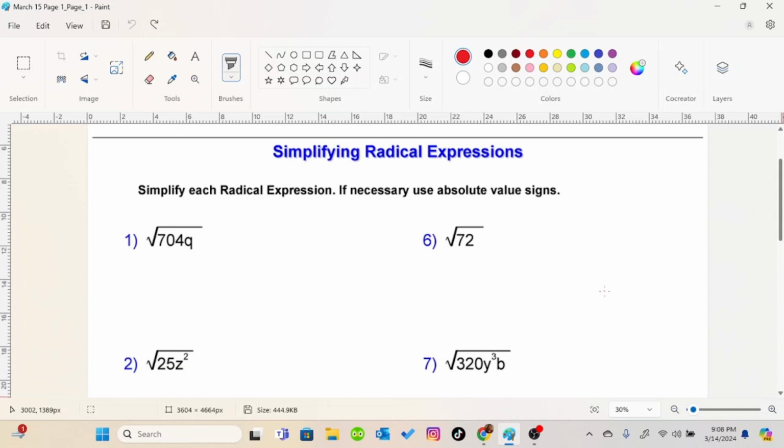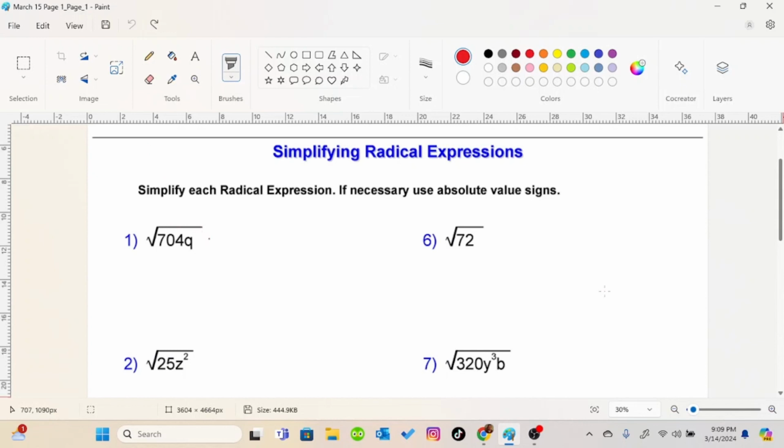For today's STAR skill, we're going to focus on radicals. On page 1, the instructions are to simplify each radical expression. If necessary, use absolute value signs. Our goal is to find factors for the numbers and variables under the radical where as many as possible are perfect squares. That way we can take the square root of them and move them out from under the radical.